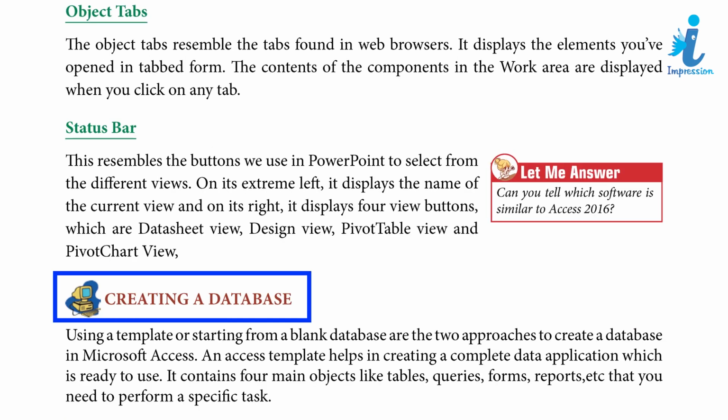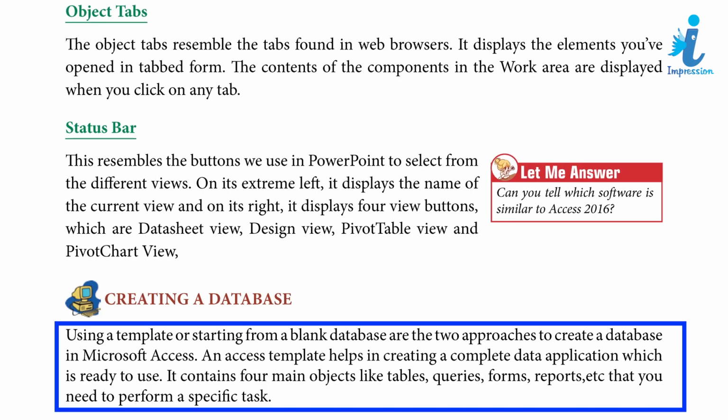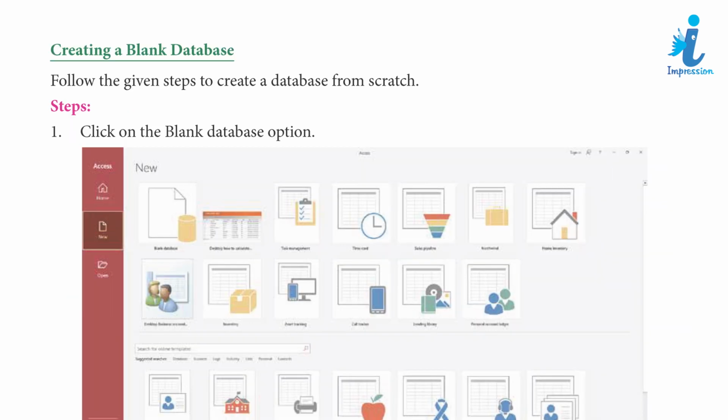Creating a database. Using a template or starting from a blank database are the 2 approaches to create a database in Microsoft Access. An Access template helps in creating a complete data application which is ready to use. It contains 4 main objects like table, queries, forms, report, etc. that you need to perform a specific task.